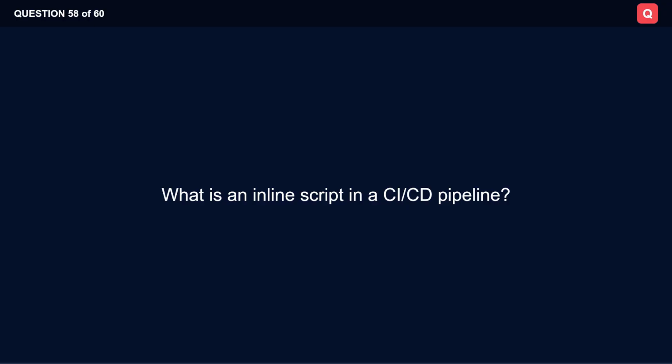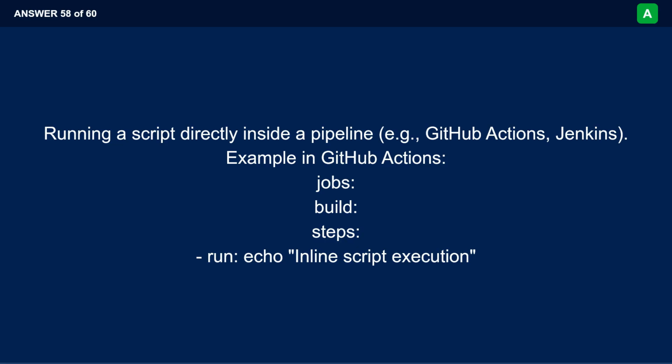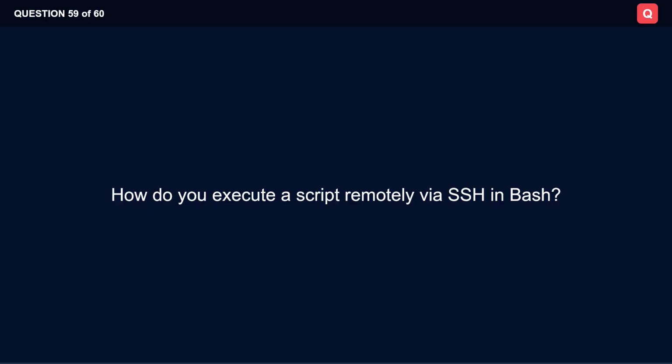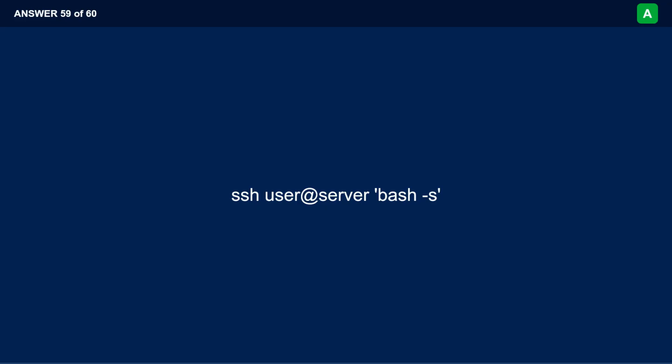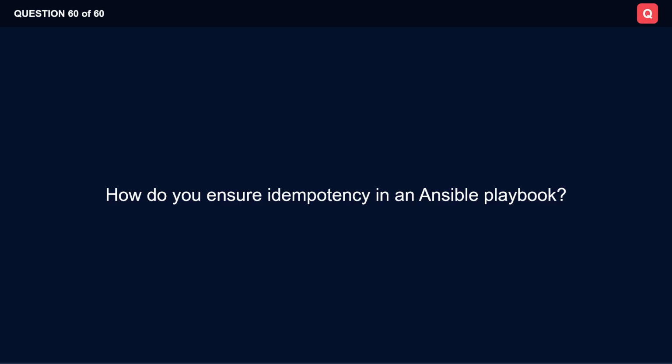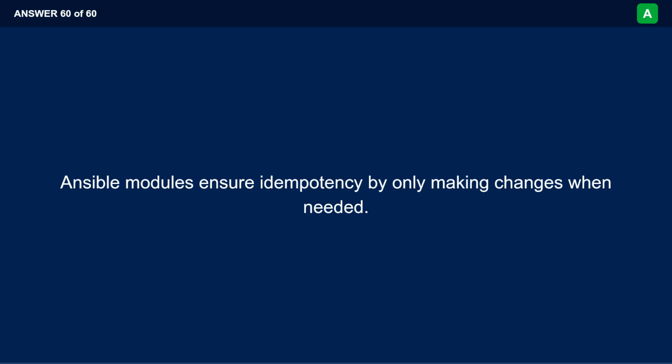What is an inline script in a CI/CD pipeline? Running a script directly inside a pipeline, for example in GitHub Actions or Jenkins. Example in GitHub Actions: jobs: build: steps: - run: echo "Inline script execution". How do you execute a script remotely via SSH in Bash? ssh user@server 'bash -s' < script.sh. How do you ensure idempotency in an Ansible playbook? Ansible modules ensure idempotency by only making changes when needed.